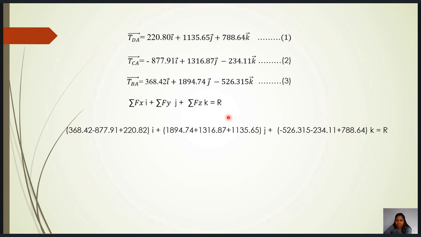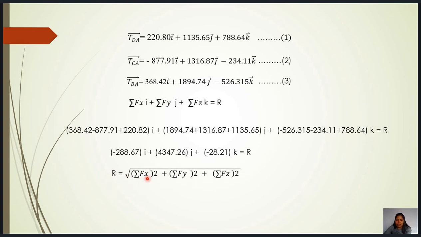Now to find the magnitude of this resultant force, it will be equal to the square root of that term, that is the resultant is equal to the square root of summation fx square plus summation fy square plus summation fz square. This is summation of x, this is summation of y, and this is summation of z. Then we have the resultant value equal to 4356.9 Newton. That is the resultant of all three forces in space.